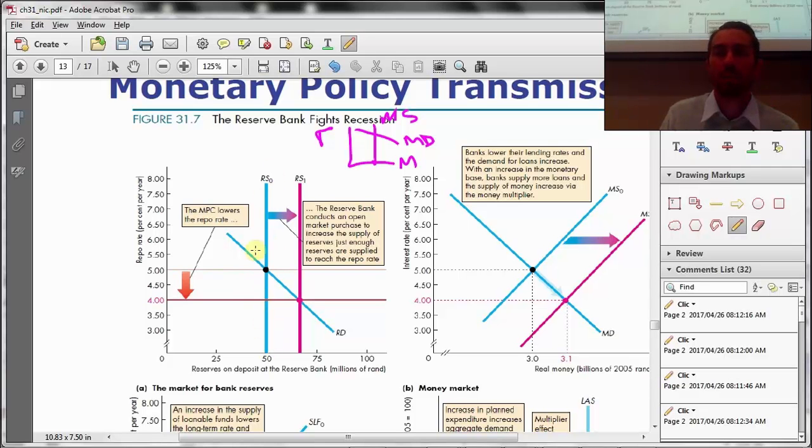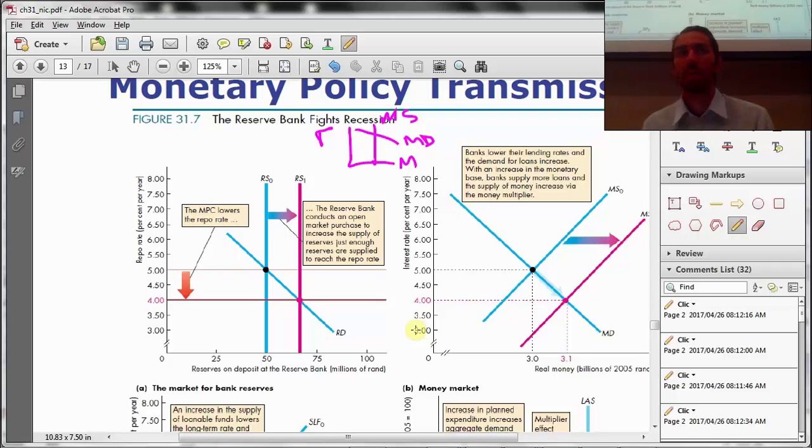In other words, the amount of money that the Reserve Bank makes available through the repo lending at its discount window. So when you increase the funds available to banks, how? By decreasing the repo rate. When you decrease the repo rate, you increase the supply of money, which lowers the lending rate in money markets.